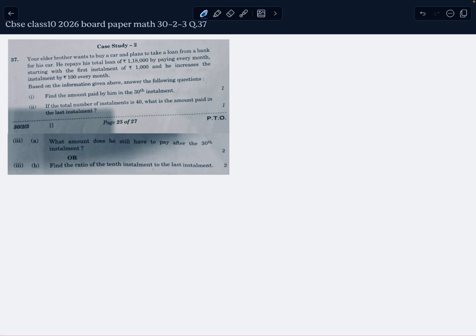Question 1. Find the amount to be paid by him in the 30th installment. According to the given scenario, the AP is 1000, 1100, 1200 and so on. From here we get a as 1000 and the common difference is 100. A30 is equal to a plus 29d. A is 1000 plus 29 times 100, which is rupees 3900.